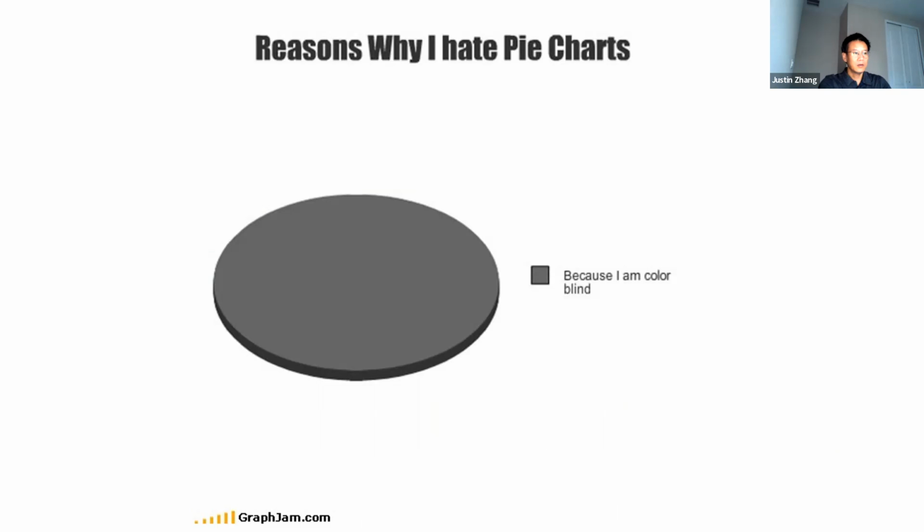And this chart is from GraphGem, from graphgem.com. It's another reason why we hate pie charts. Because if the slices were red, green, orange, and brown, the chart might actually look very similar to this chart with just one single color.